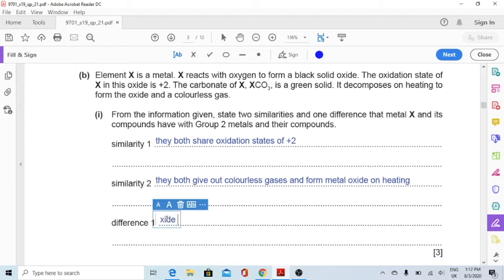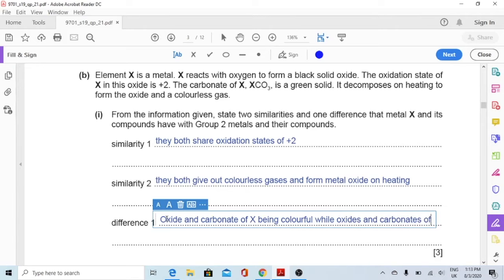So we can write oxide and carbonate of X being colorful, while oxides and carbonates of group 2 elements are white in color.